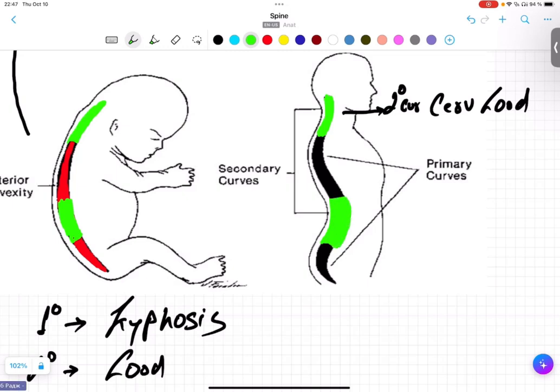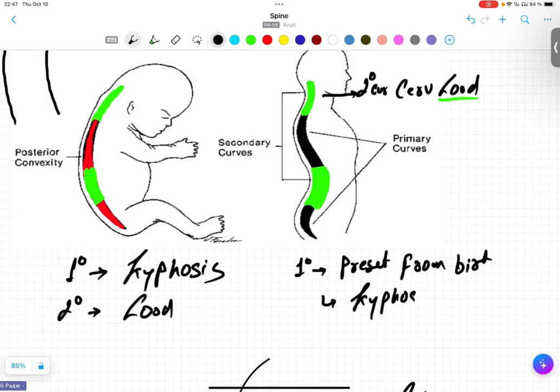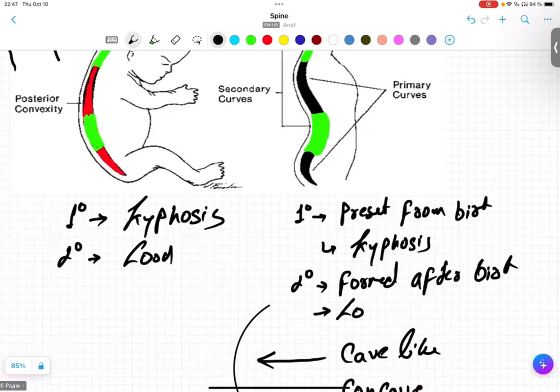What is the name of secondary curvature? I just told you, lordosis. Okay. What is primary curvature? Present from birth. What is the name? Kyphosis. What is secondary curvature? Formed after birth. What is the name? Lordosis.